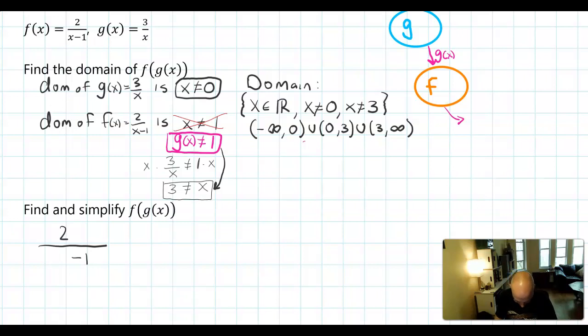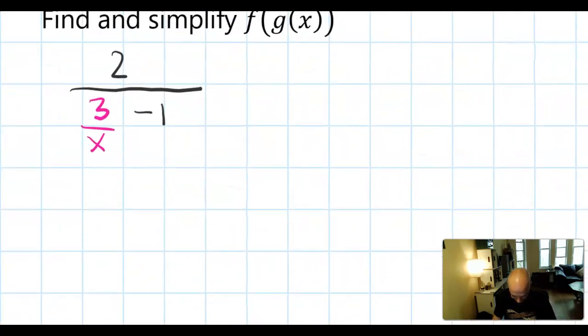But I will replace what I had with x with the equation for g, which is 3 over x. And I'm just going to try to simplify that out a little bit. So 2 over 3 over x. Right away, I can see that I'll have the excluded value, that x should not be 0. Just standard excluded value stuff. Then I'm going to use everything I know from, I think, section P.6.